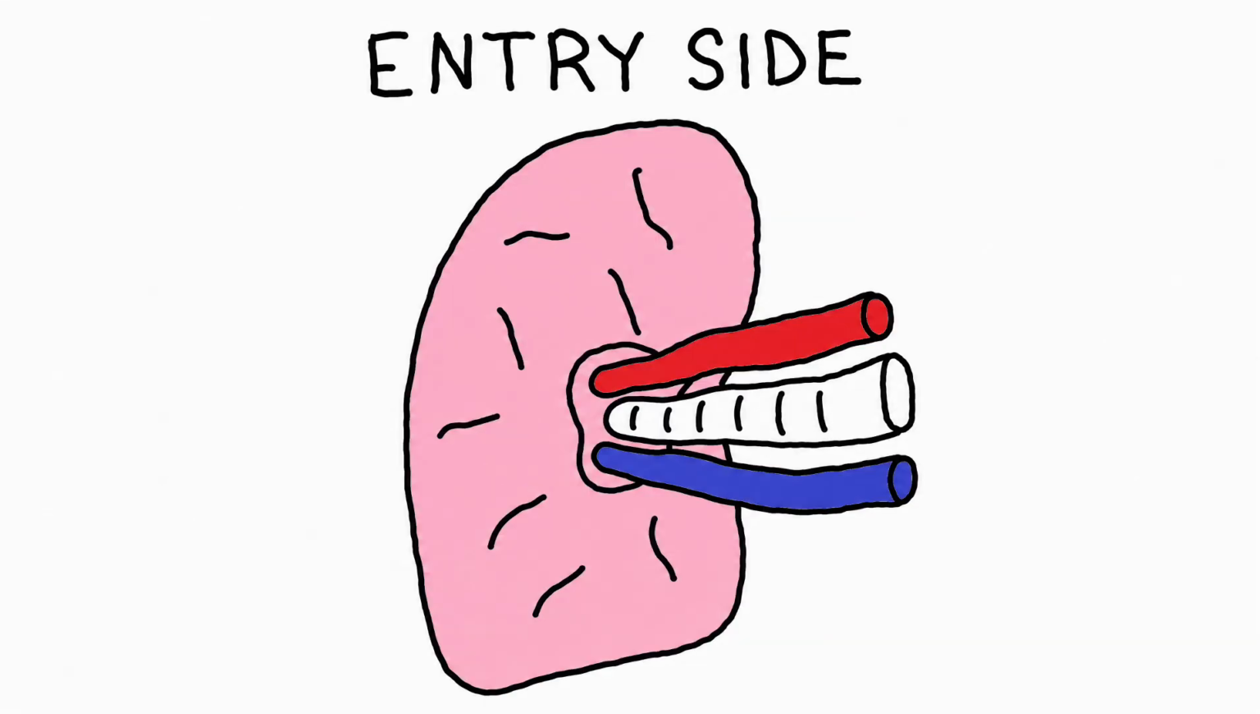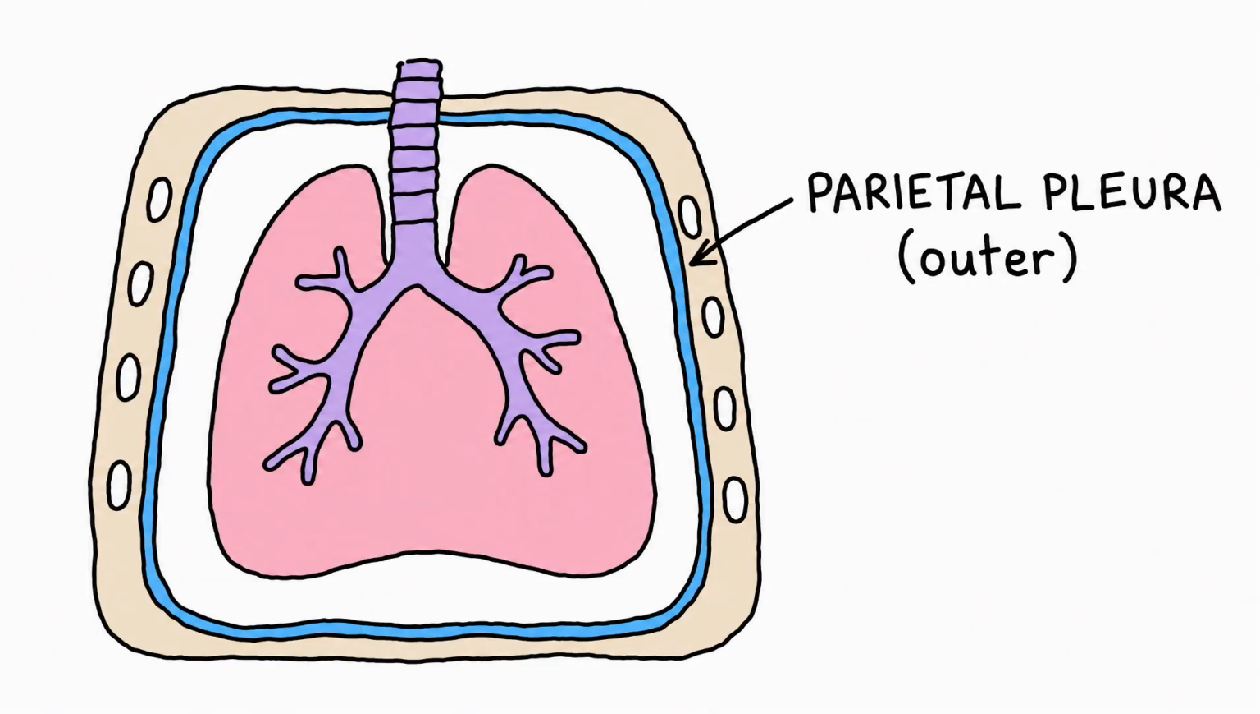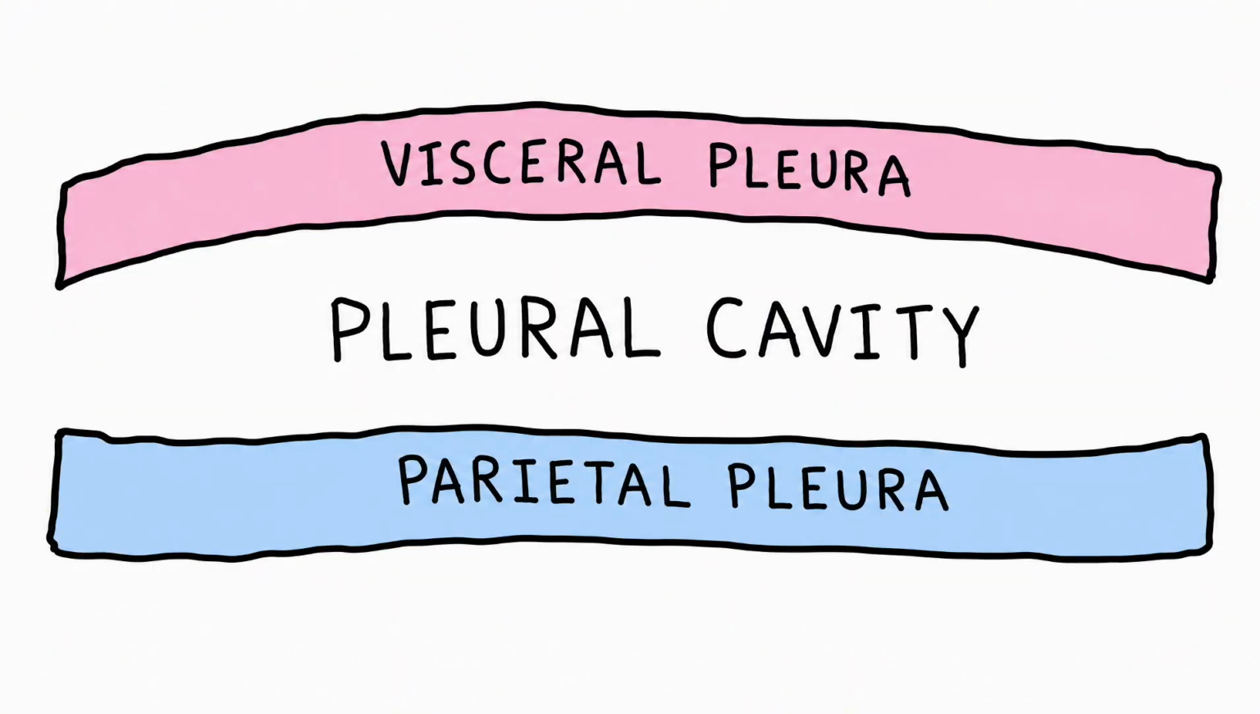It's just the side where the blood vessels and the trachea enter the lungs. The visceral pleura, which is going to be in green, is the inner layer of serous membrane that's attached to the surface of the lung, whereas the parietal pleura is the outer layer of serous membrane, which actually will line the thoracic cavity. And then the pleural cavity is the potential space between the visceral and parietal pleura.